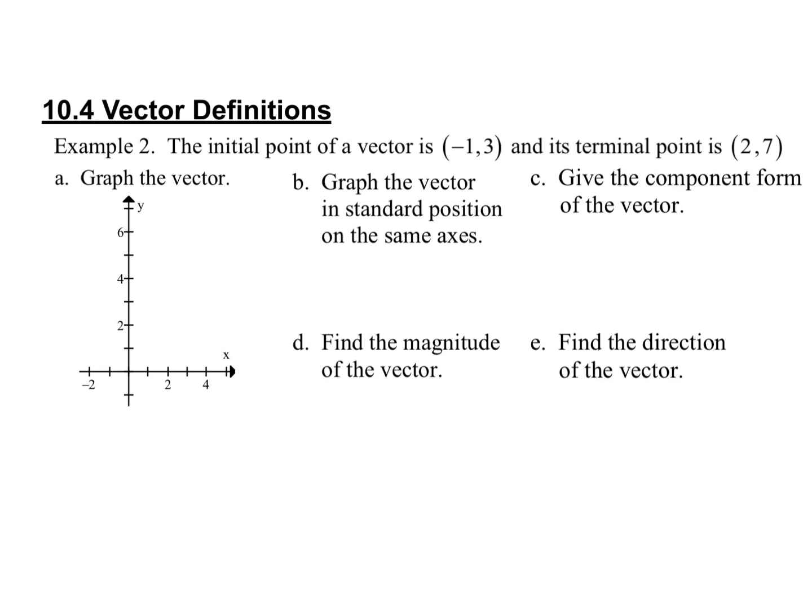All right, let's start with A. Let's graph. So this is easy, right? You put the one point at (-1, 3), the other one at (2, 7). There they are, very lightly, and then I drew a very perfect arrow. There's A.